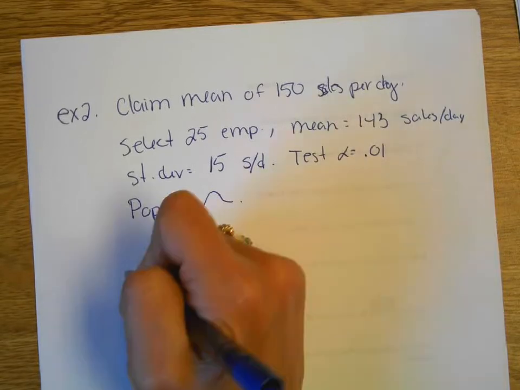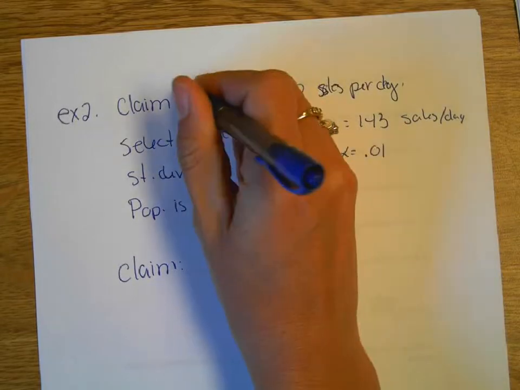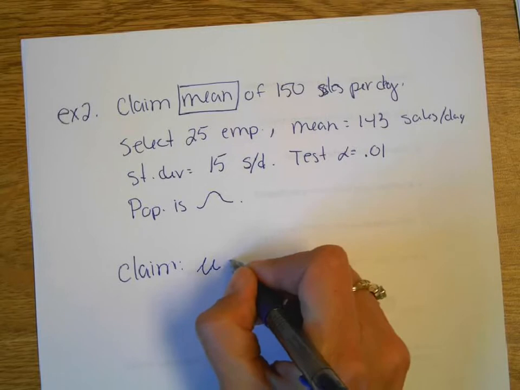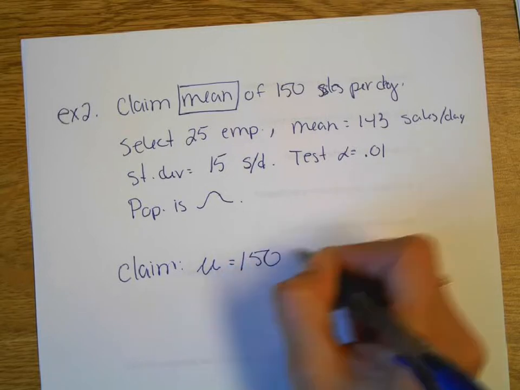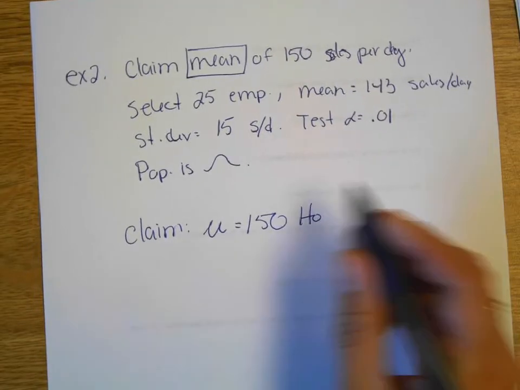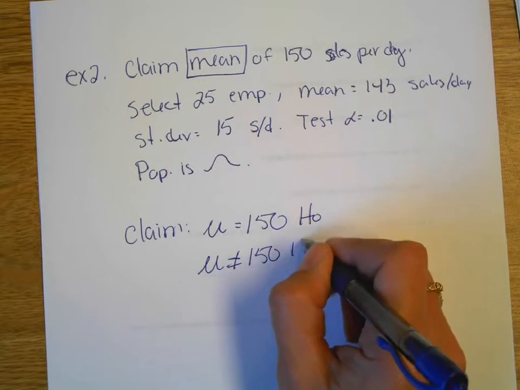Okay, so we rewrite the claim. The claim is about a mean. The mean is equal to 150. H0. The mean is not equal to 150. Ha.